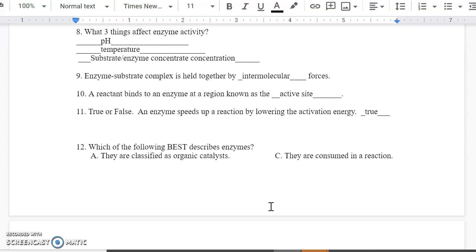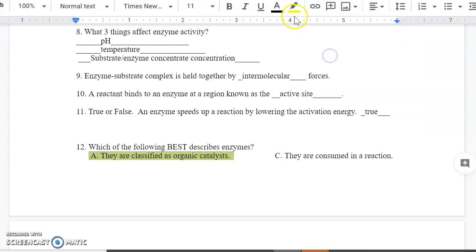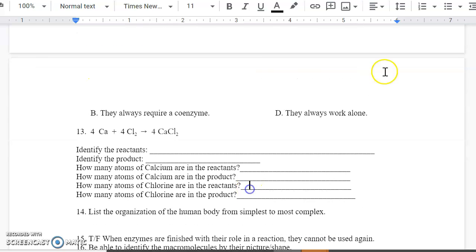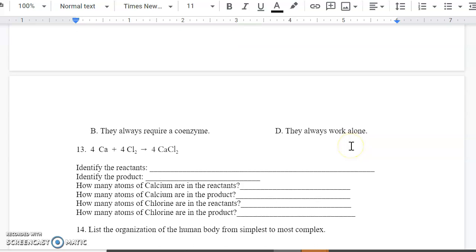Okay. So which of the following best describes an enzyme? Well, enzymes are classified as organic catalysts. Organic means they're carbon-based from living things. Catalyst means that they're going to speed up the reaction. So the organic catalyst. They are not consumed in the reaction. Sometimes they might have a coenzyme, but not always. And again, sometimes they have a coenzyme, so they don't always work alone.